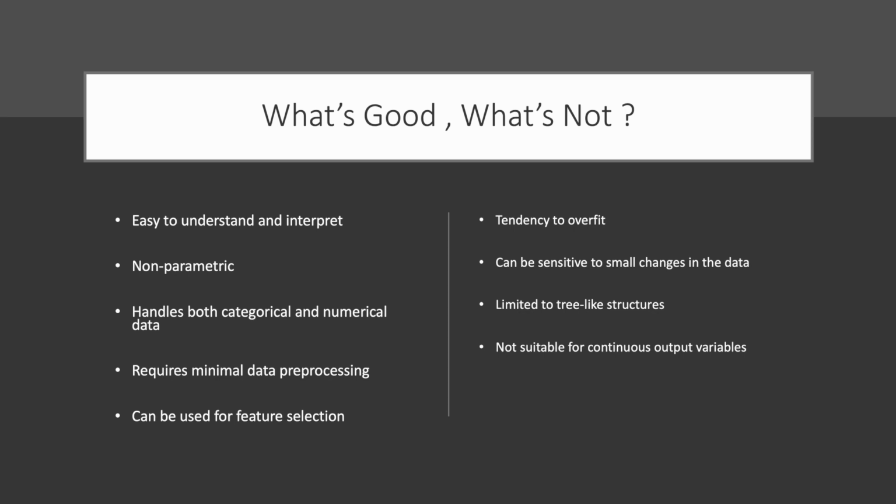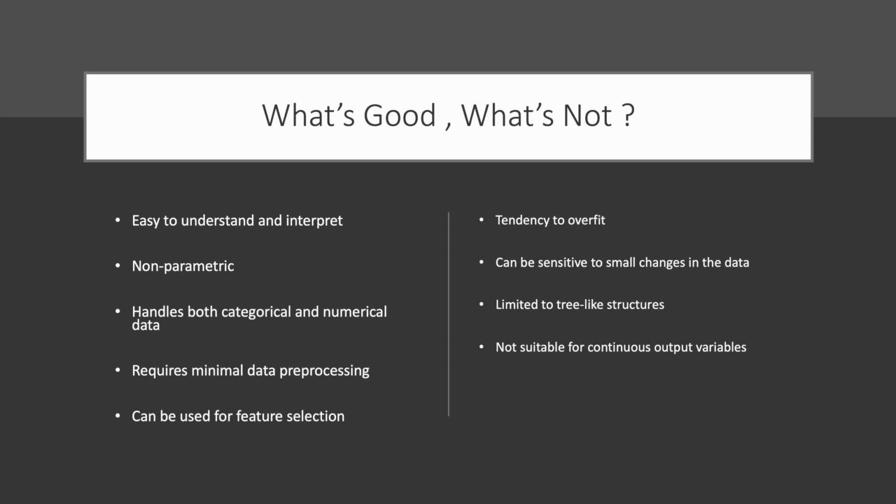Can be used for feature selection. We'll just see that in our code example. It can be used as a feature selection tool also, that is, which feature has the maximum impact on my prediction. You can find that through a decision tree. Disadvantages. One of the serious disadvantages is that if you do not limit the depth of the tree, it has a tendency to overfit. It will keep digging down till each leaf becomes one observation. It will keep going down till that level.